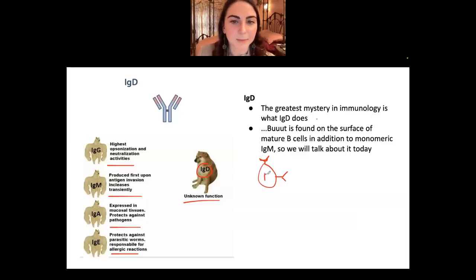And we'll talk about that today. But that's just a way that you can tell you have a mature B cell. So I guess its function is it's a marker of a mature B cell.